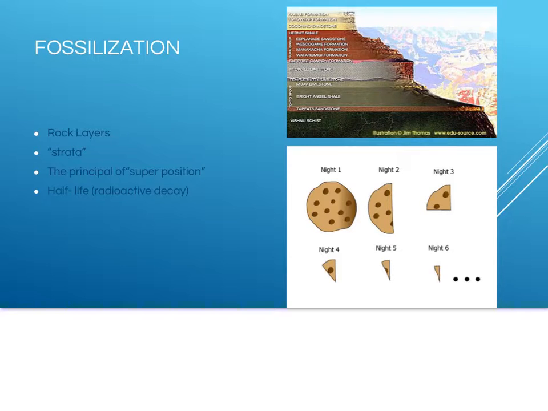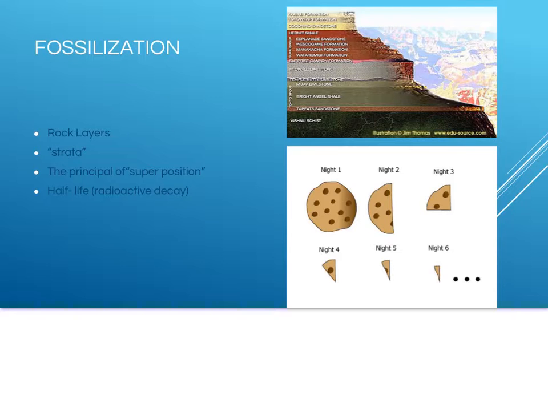For example, this cookie has a half-life of 1 day. Every night, half the cookie from the previous day is gone. Night 1, you have a whole cookie. Night 2, you have half of that. Night 3, you have half of that half, and so on and so forth.